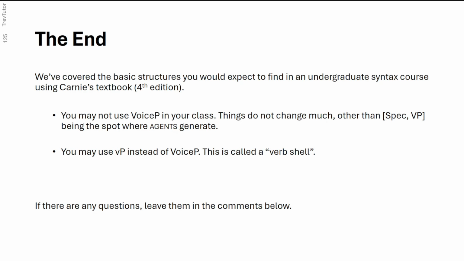Now, there's some things I do want to point out because we've gotten to the end of this video. You might not use voice P in your class. So in some cases, with the VP and the V bar and the V, you can do everything we've done by assuming the agent generates under the specifier of the VP and the theme generates as its complement. So we can still do an analysis like this. You might also use a little VP instead of voice P. These are called verb shells. They also account for causative constructions. And there's a paper by Larson in 1988 that goes over this in more detail.